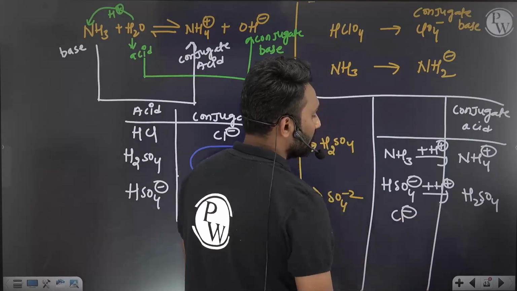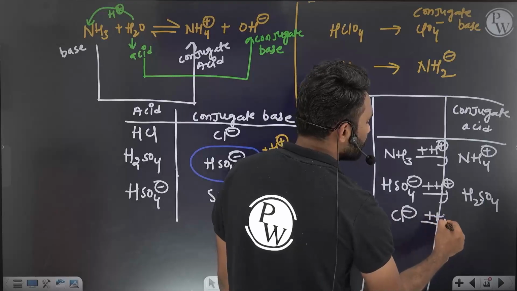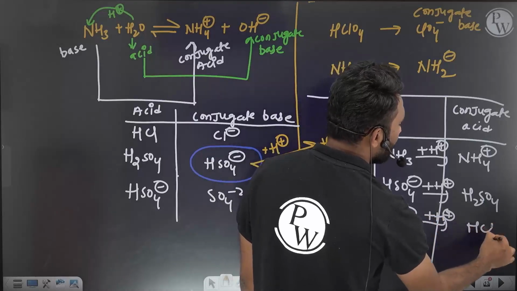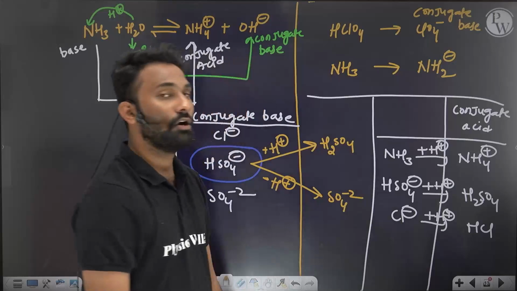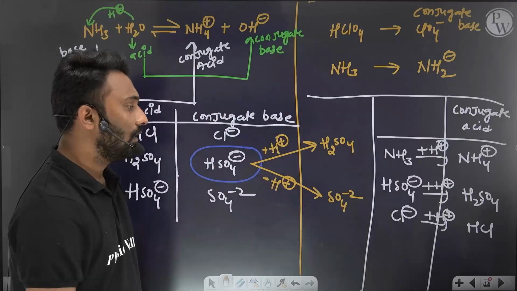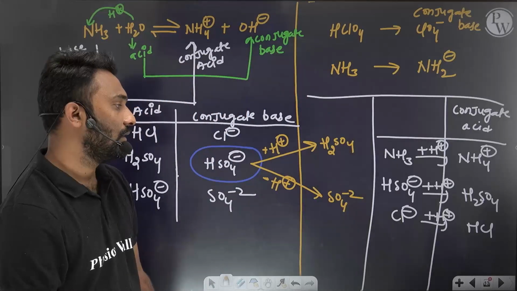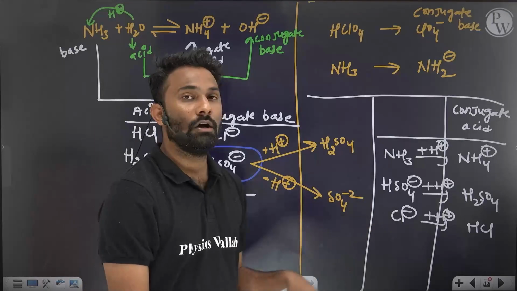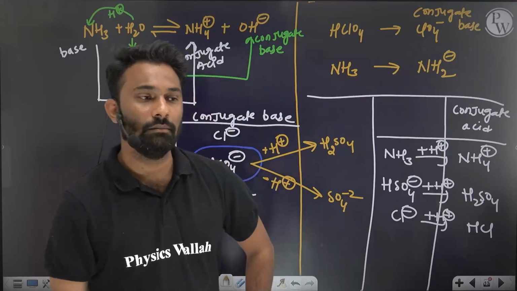Cl minus. For Cl minus ಗೆ ನೀವು ಒಂದು H plus add ಮಾಡಿದ್ವಿ ಅಂದ್ರೆ ಏನಾಗುತ್ತೆ, HCl. Cl minus conjugate acid will be the HCl. Okay. Now these are the examples for the conjugate acids and the conjugate bases.